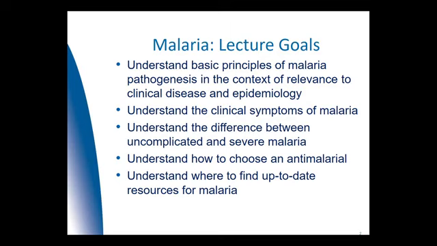in the context of relevance to clinical disease and epidemiology, understand the clinical symptoms of malaria, understand the difference between uncomplicated and severe malaria, understand how to choose an anti-malarial drug, and understand where to find up-to-date sources for malaria, because resistance is growing, and when yesterday it may be one scheme of therapy, in a year or two they may change, so up-to-date information is always important.